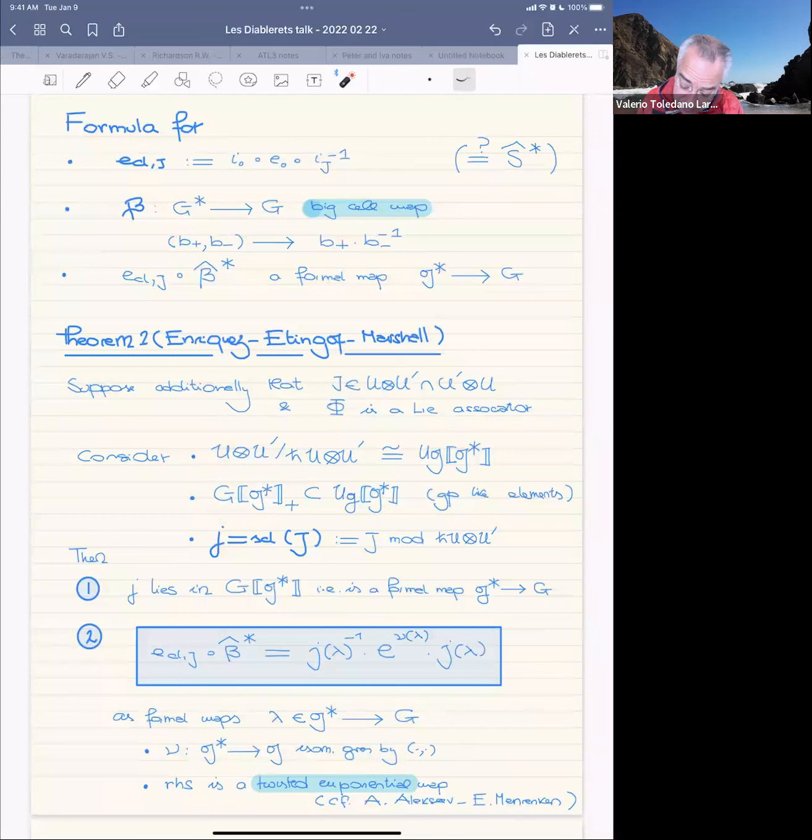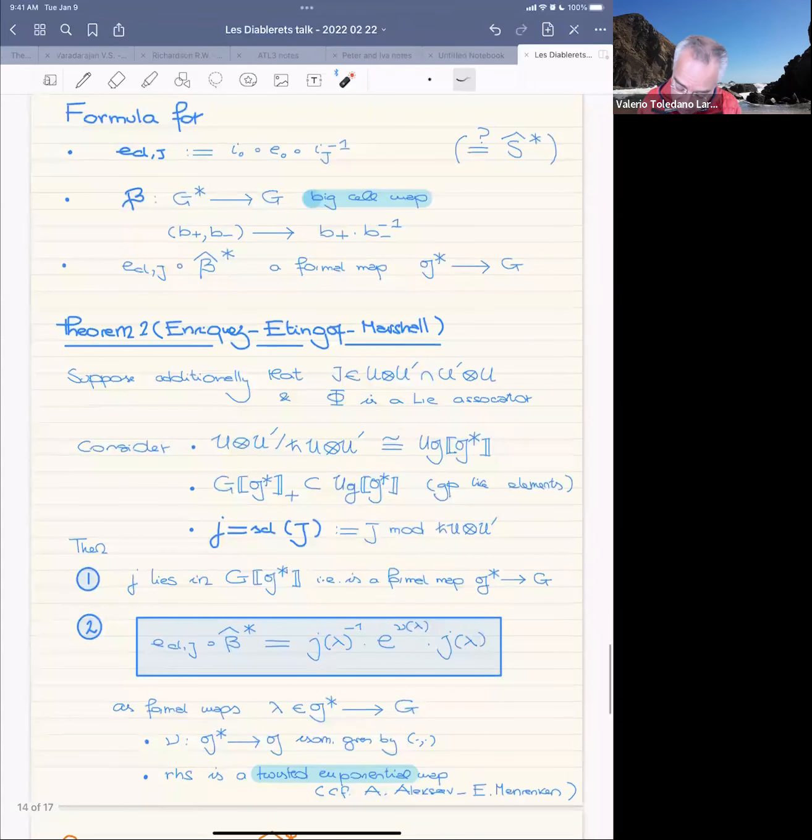And given such a twist J, I can look at its semi-classical limit, which I'm calling lowercase j. By definition, this is J modulo h bar U tensor U prime. So this is how I'm taking semi-classical limits. And so this theorem asserts two things.